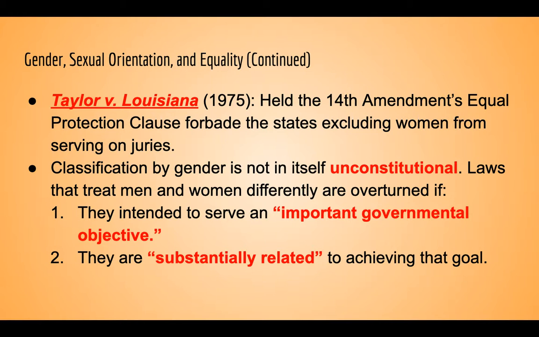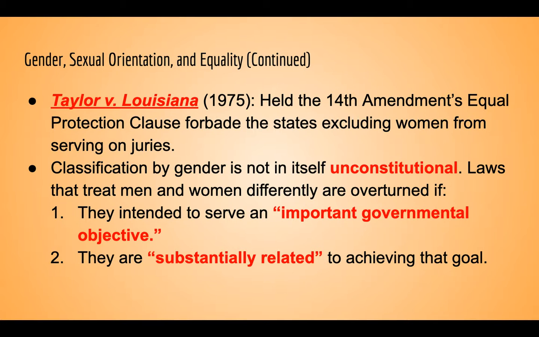Taylor versus Louisiana from 1975 held that the 14th Amendment's Equal Protection Clause forbade excluding women from serving on juries. So up until 1975, they could say, well, we don't really want women serving on juries. No, we don't want them. They're not going to be able to make a good decision in the jury or whatever nonsense.